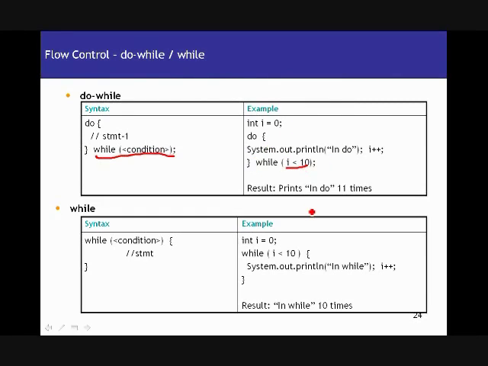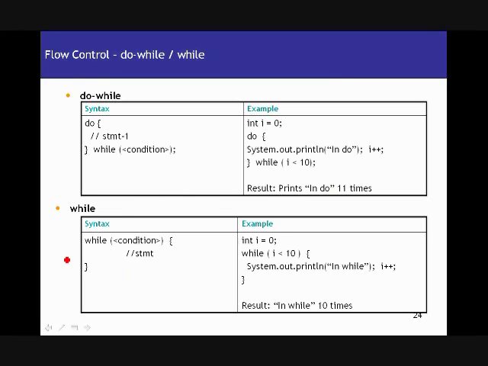So what is it going to print? It's going to print in do 11 times, because this condition is going to hold true for 11 times. Now coming to the while, it's almost very similar. You don't have a do here, you only have while. So while the condition holds, it executes a certain set of statements. Similarly, the example is very similar here.